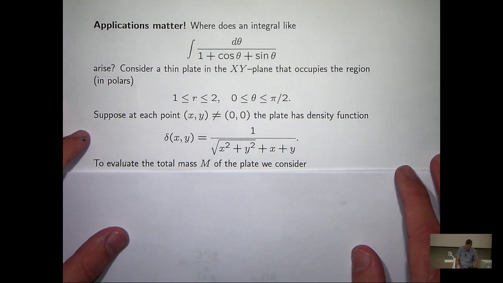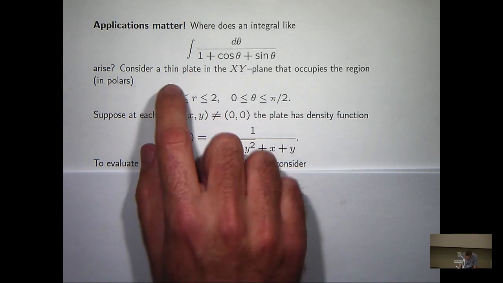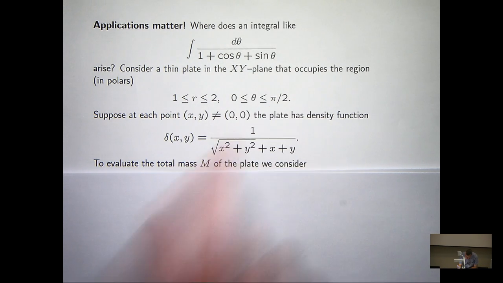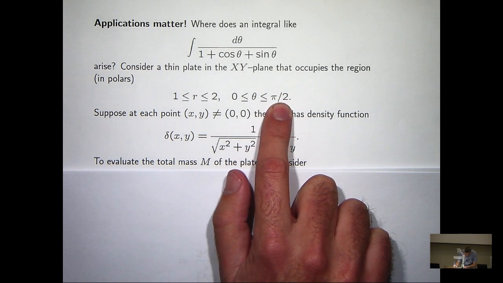This is another very common problem in physics, applied science and engineering, where you're given an object and you want to calculate the mass, and you know the density of the object at each point. In this example, we've got a thin plate in the xy plane that occupies this kind of circular region. I've changed these, so I think your notes have a pi on 4 here, so you might want to adjust that.